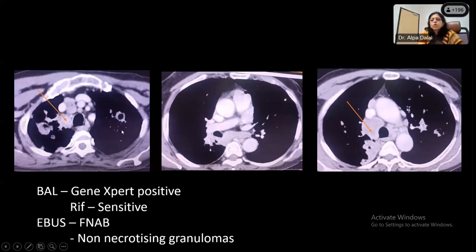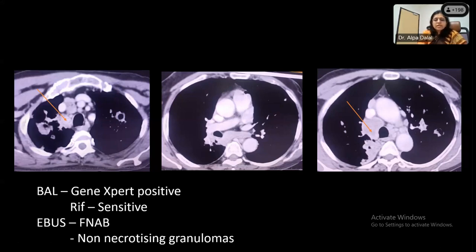But we did the bronchoscopy, and here with the bronchoscopy, we did endobronchial ultrasonography, that is called EBUS, and did the fine needle aspiration biopsy and aspiration both. So here in BAL, we got GeneXpert positive and it was rifampicin sensitive. And in EBUS, we saw non-necrotizing granuloma. So sometimes in tuberculosis also, we can get non-necrotizing granulomas. So this patient was a case of drug-sensitive TB.